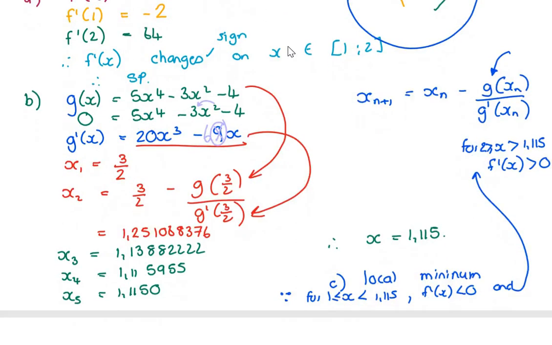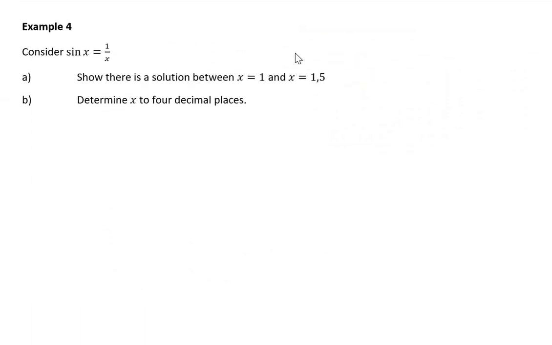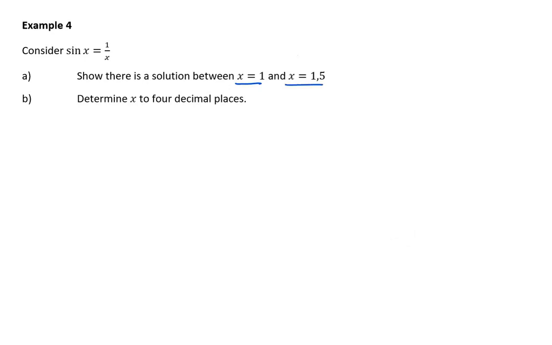So, pretty cool question. Let's do some more. Example number 4. I like this question because it says, consider sine of x equals 1 over x. Now, this is a sine graph equaling a hyperbola. I mean, we would have no way to solve this equation. This question says, show that there's a solution between x equals 1 and x equals 1.5.